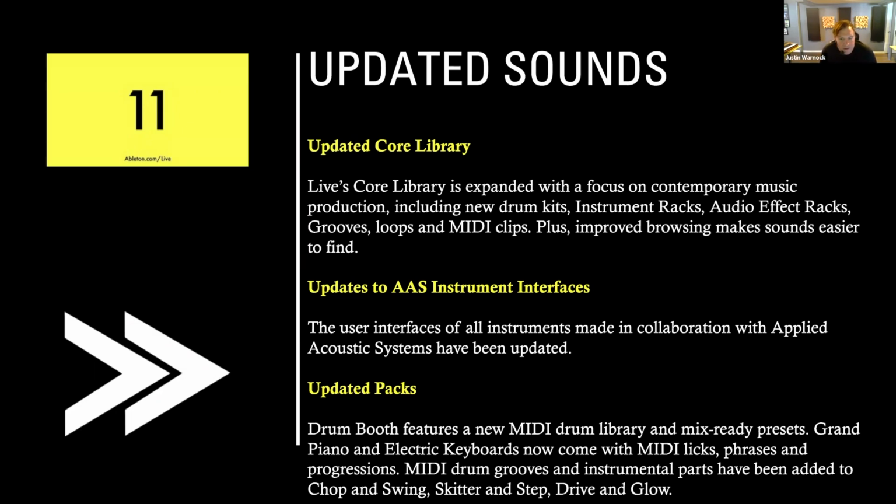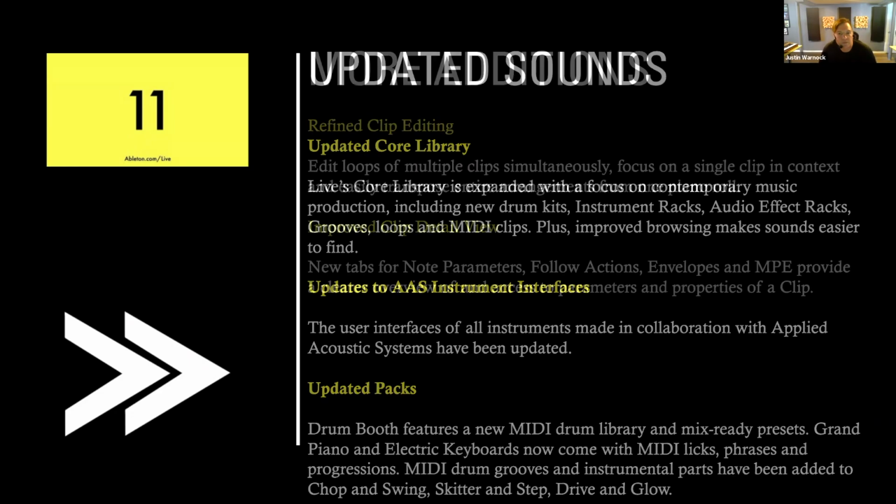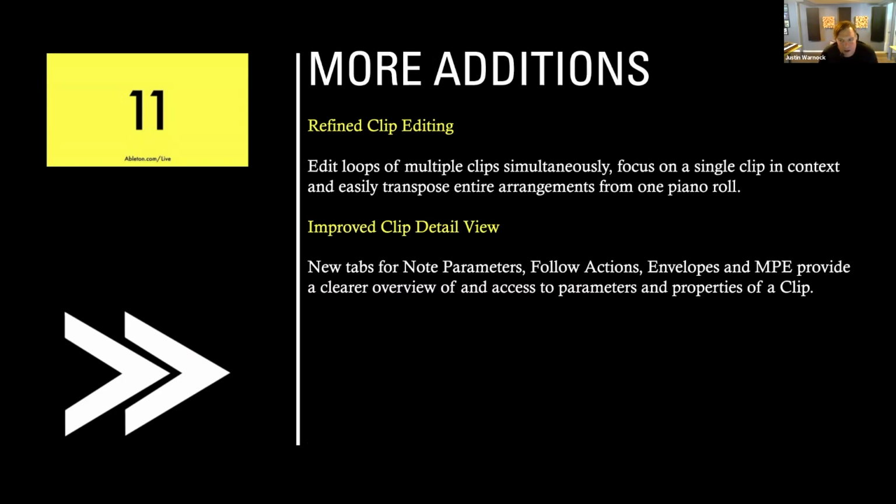The user interfaces of all instruments made in collaboration with Applied Acoustic Systems have been updated, and then updated packs. So there's a whole bunch of updated packs. Again, they've been updated to work with Live 11 and the new elements of Live 11. So Drum Booth features a new MIDI drum library and mix-ready presets. Grand Piano and Electric Keyboards now come with MIDI licks, phrases, and progressions. MIDI drum grooves and instrumental parts have been added to Chop and Swing, Skitter and Step, and Drive and Glow. And more additions. We talked about this a little bit already.